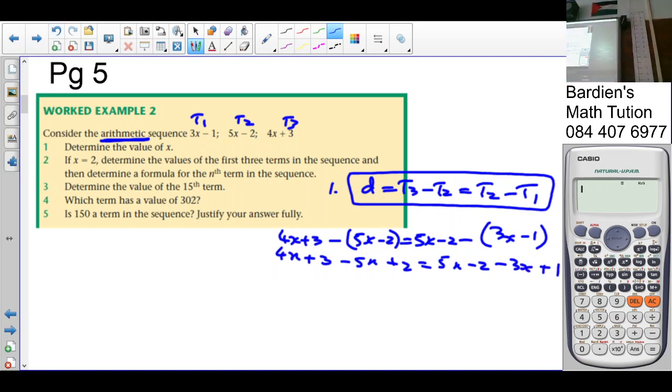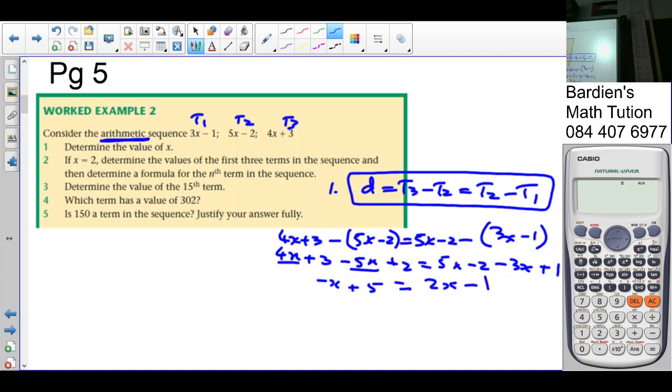Okay. Which now gives us minus x plus 5, I'm adding like this. 5x minus 3x is 2x minus 1. Bring that over, it becomes minus x minus 2x is equal to negative 1 minus 5. What is negative x minus 2x? Negative 3x. What is negative 1 minus 5? Negative 6. So what do I do now? Divide by negative 3. So x is then equal to 2.